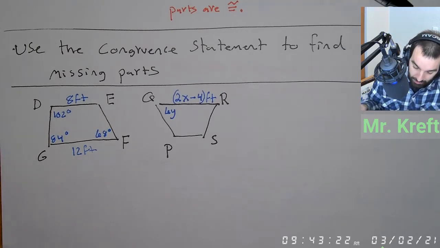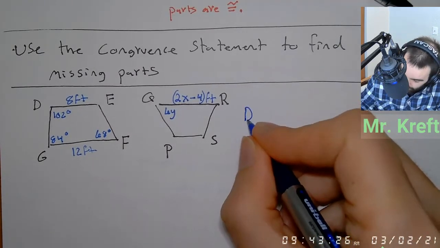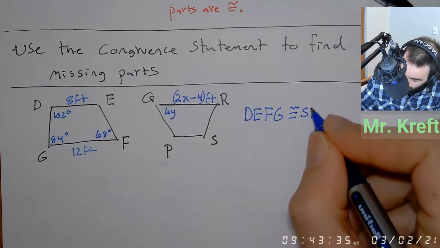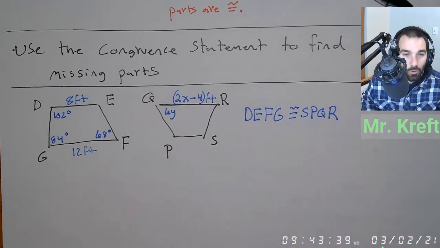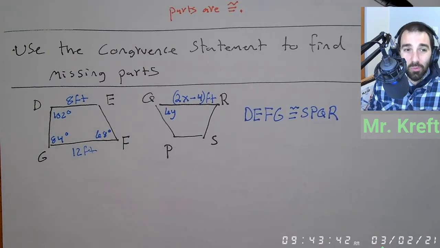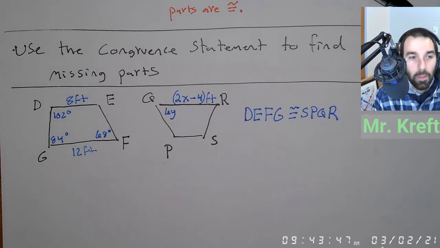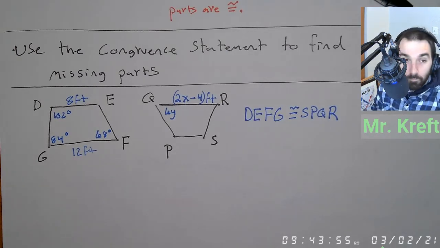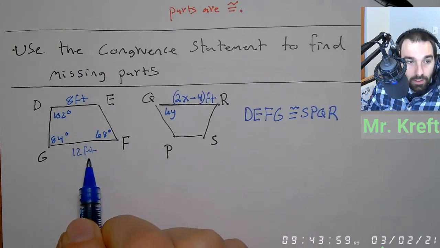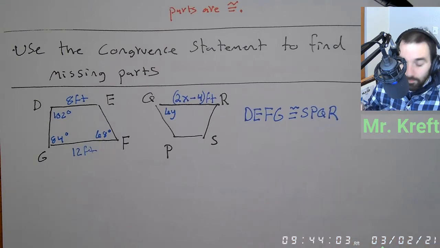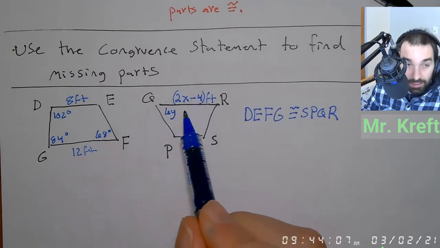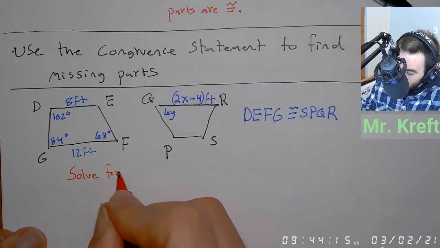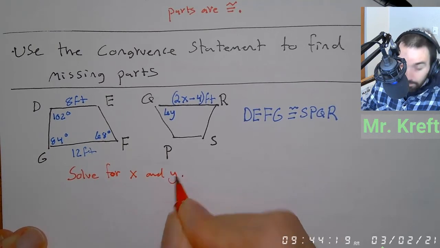Okay, and then the last thing I'm going to write down is this. D, E, F, G is congruent to S, P, Q, R. We don't have a cool symbol for that yet. We will second trimester when we talk about quadrilaterals, because it turns out these are trapezoids. Okay, so you have your information down, and you have a congruence statement. But notice how we have some things missing. We have an X and a Y. So we're going to solve for X and Y.